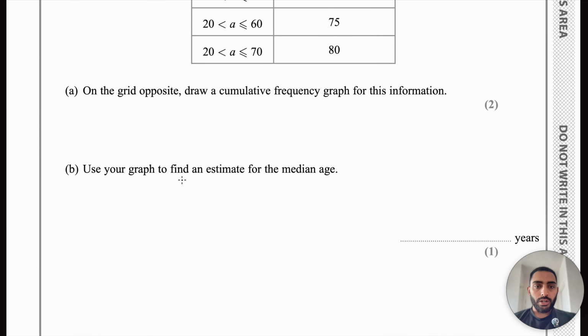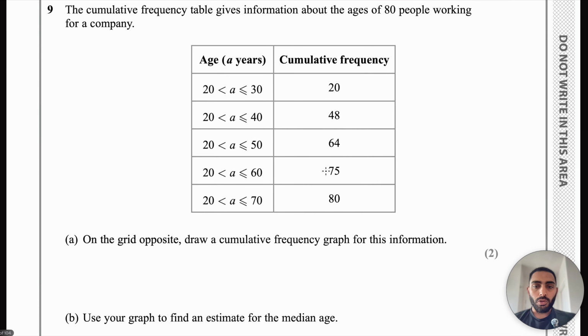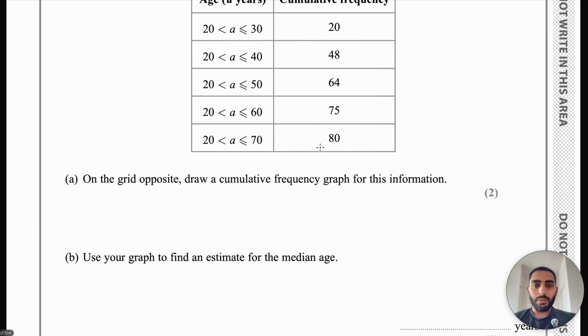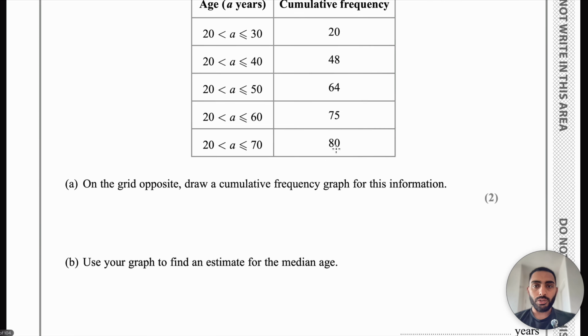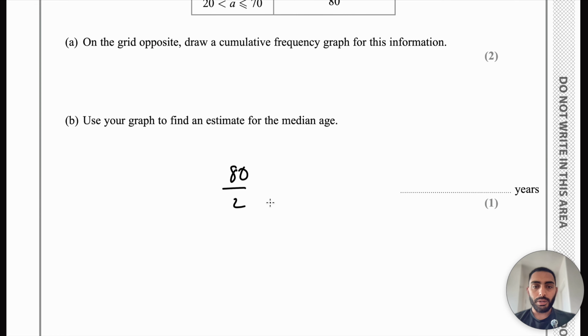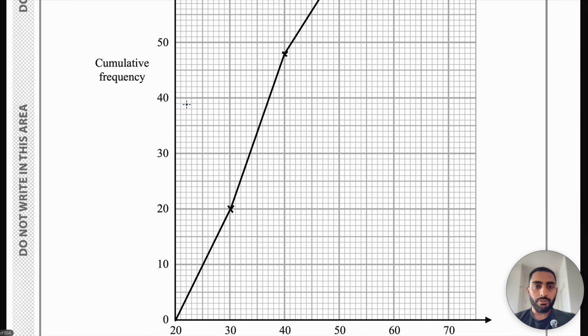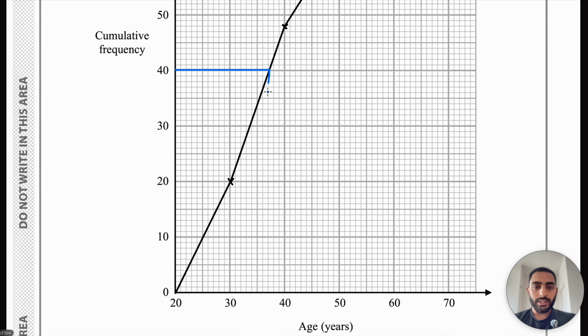Part B, use your graph to find an estimate for the median age. We know that there's 80 people altogether, and the median value will be the middle of these 80 people. So it's going to be 80 divided by 2, which is 40. We're looking for the 40th position. Let's look at our graph. I'm going to draw a line across from 40, and I'll draw a line going straight down.